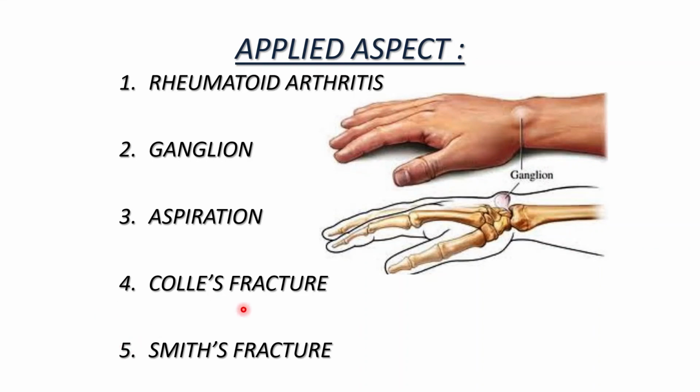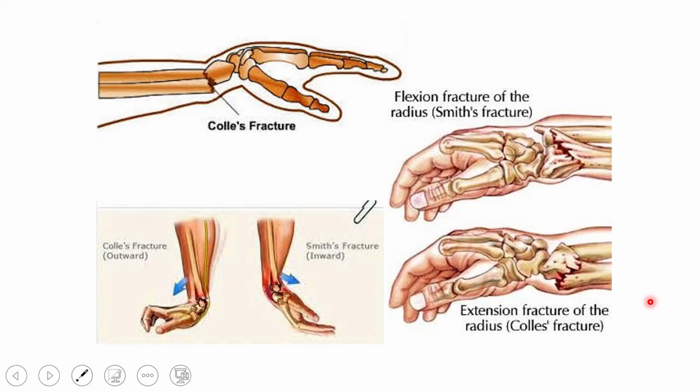There are certain important fractures regarding the wrist joint, named the Colles fracture and the Smith's fracture. The Colles fracture results from a fall on the outstretched hand. It involves mainly the distal end of the radius and the fracture line is transverse. The force of impact displaces the lower fragment of the bone upwards and backward. This gives a classical appearance of a dinner fork, hence called dinner fork deformity.